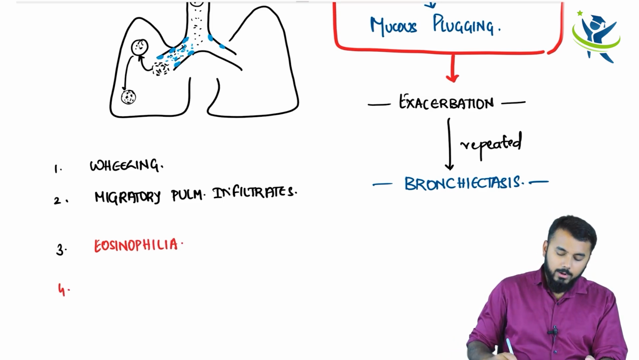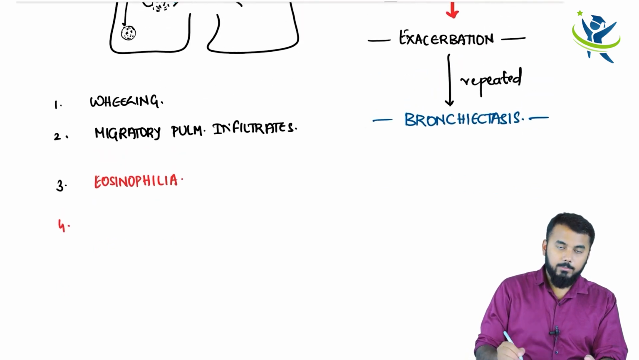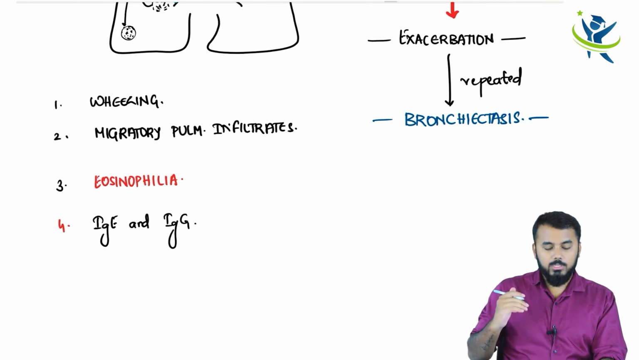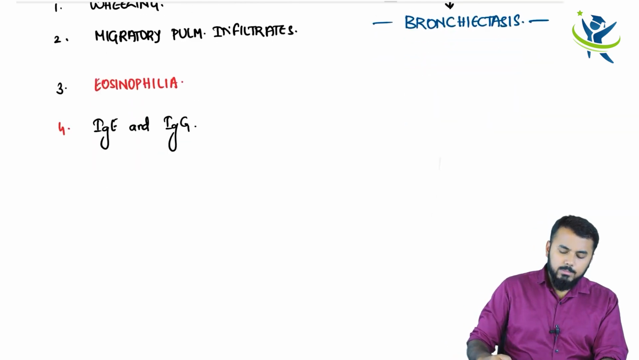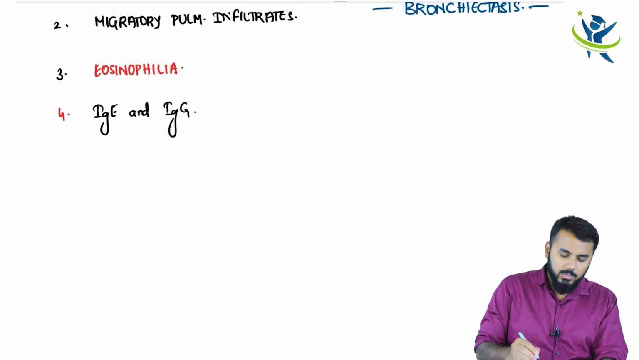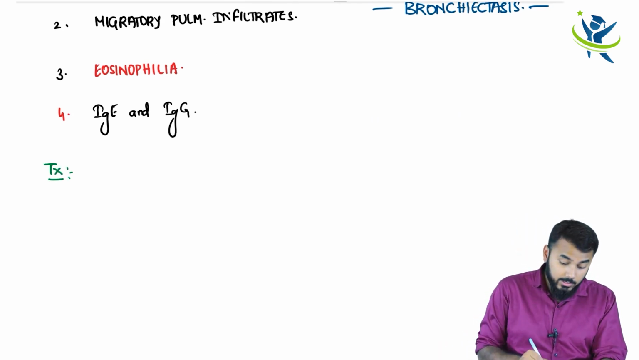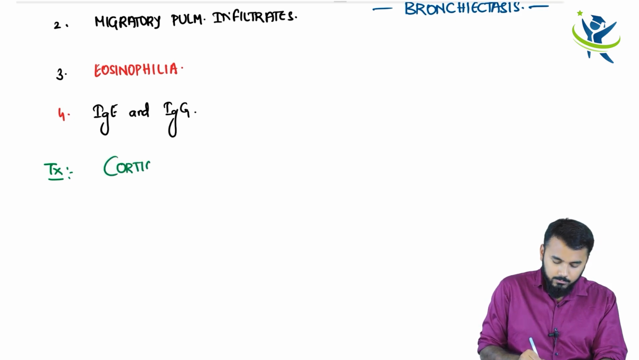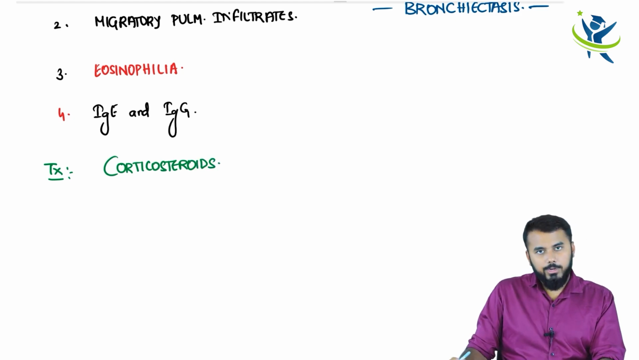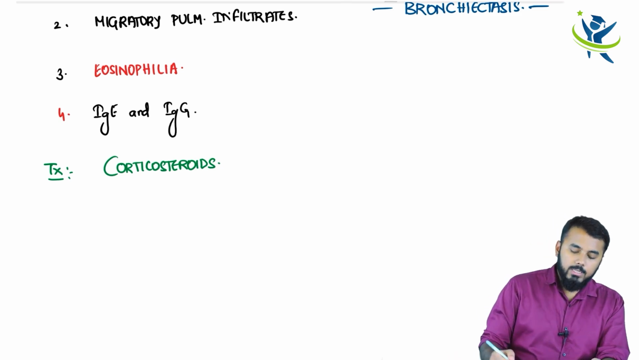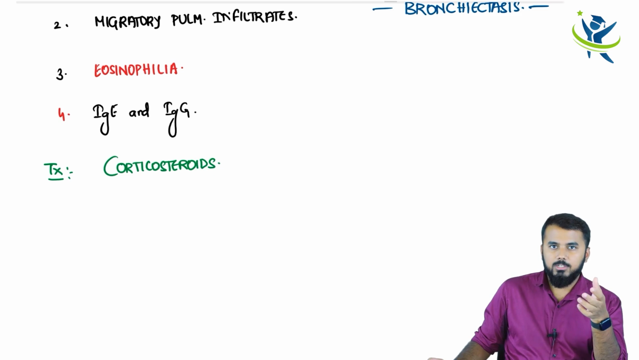Fourth important thing, what kind of antibodies are increased, they would ask you in the exam. Obviously there are two different types: IgE and IgG. These are the two antibody groups which are increased. So when there is an excess amount of inflammation, what is the only treatment which we do? Obviously we give steroids, like corticosteroids.